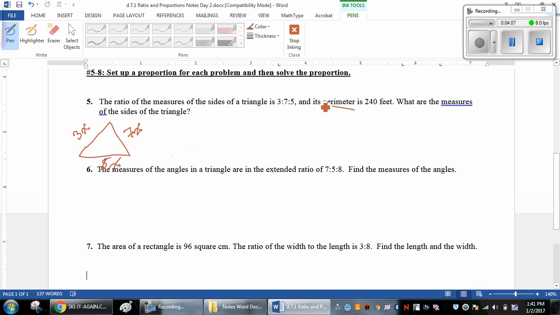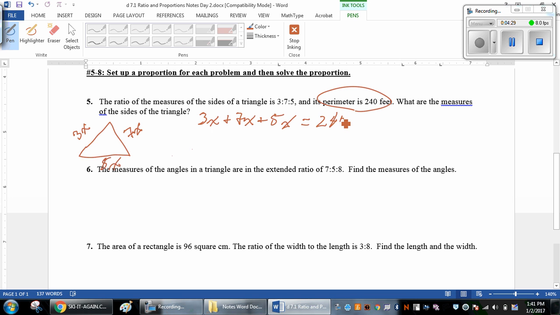So all we're thinking is, how do I use this information to set up an equation? To find the perimeter, we add up every side. Doesn't matter what shape it is. In this case, a triangle, we add up all the sides of the triangle. So again, doesn't matter what order we go in. 3x plus 7x plus 5x. That's our perimeter, and our perimeter is equal to 240.